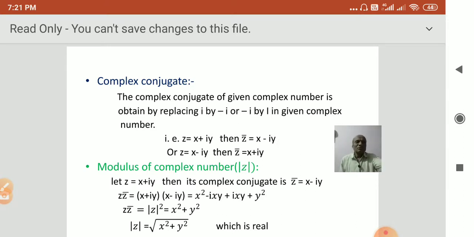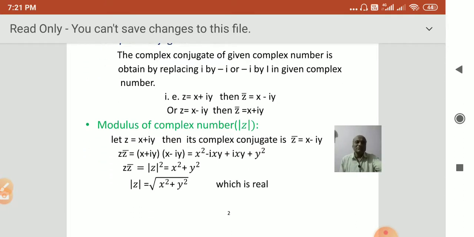Now how to find the modulus of a complex number? We know that if we consider a complex number Z equal to X plus iY, then from our knowledge we can find its complex conjugate Z bar, which will be X minus iY. If you take the product of these two, that is Z times Z bar, substitute the value of Z, X plus iY, multiplied by Z bar, that is X minus iY. Now if you solve these two brackets, we get 4 terms.